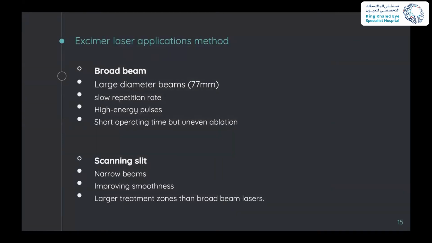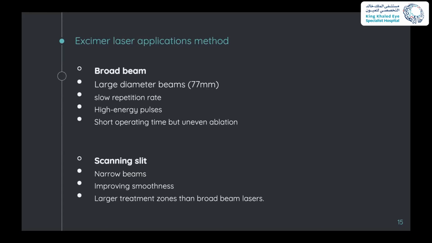The laser application methods: we used to have a broad beam application excimer laser, which uses large diameter beams, we're talking about 7 millimeters. It has a very low repetition rate and high energy pulses. The problem of this wide beam is that there is a limited area you can treat. You cannot go all the way to the periphery, and this will lead to uneven ablation. So it will not be as smooth as we want in the peripheral part of the cornea.